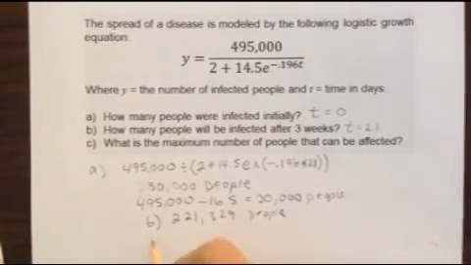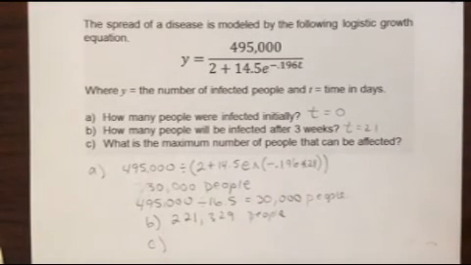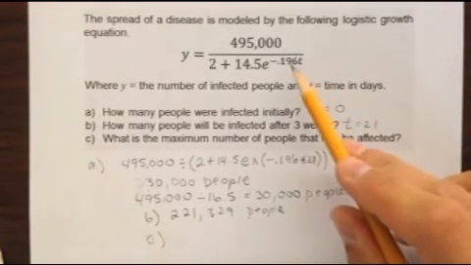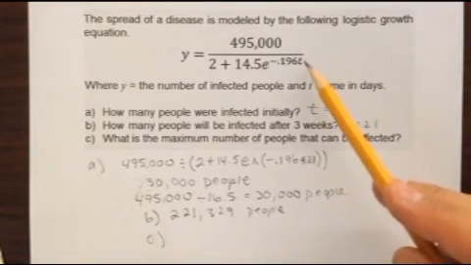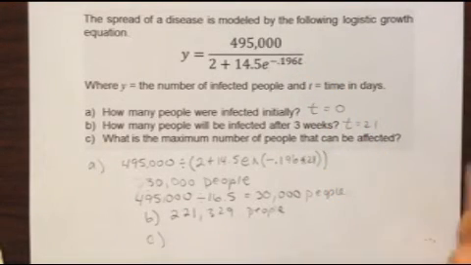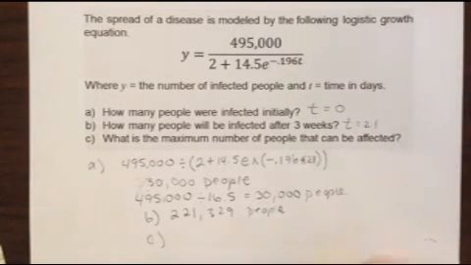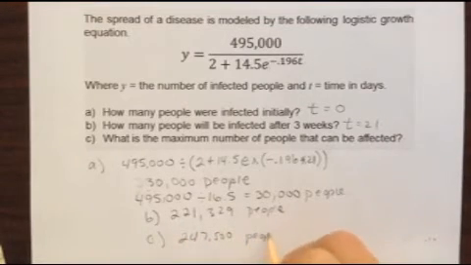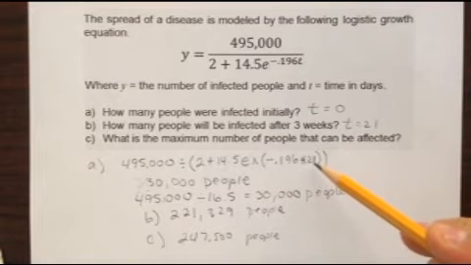Then for the last part, C, it says what's the maximum number of people that can be affected. Remember how this works with the maximum number? What you can do is you can put in a very large amount for T. So you can put in like 1,000 or 2,000 or 10,000, just try something large, and you'll find you get a maximum number. In this case, if I put, say, 1,000 or 2,000 in there, I get 247,500 people. And again, that's by just putting in, say, 1,000 right here for T. The bigger the number it gets, it doesn't make a difference. At a certain point, it cuts off, and that's how logistic growth works.